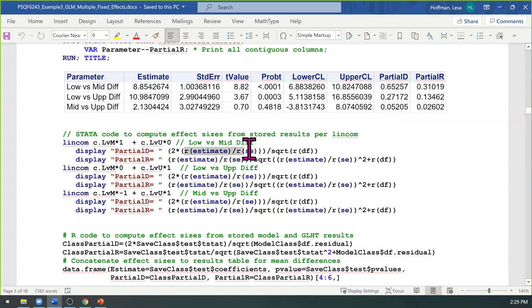So the interior part of this function is the t value that corresponds to that slope estimate. I then multiply it by 2. Same 2 that we use in SAS. And then I divide by the square root of the degrees of freedom, which it has saved as well internally. So you don't have to change anything. So in Stata, you can write these LINCOM statements to get each of your differences and then just paste in. You only need one of them. Paste it in after each one and run it, and then you'll get the results sequentially for each one. Okay. Questions from Stata users?